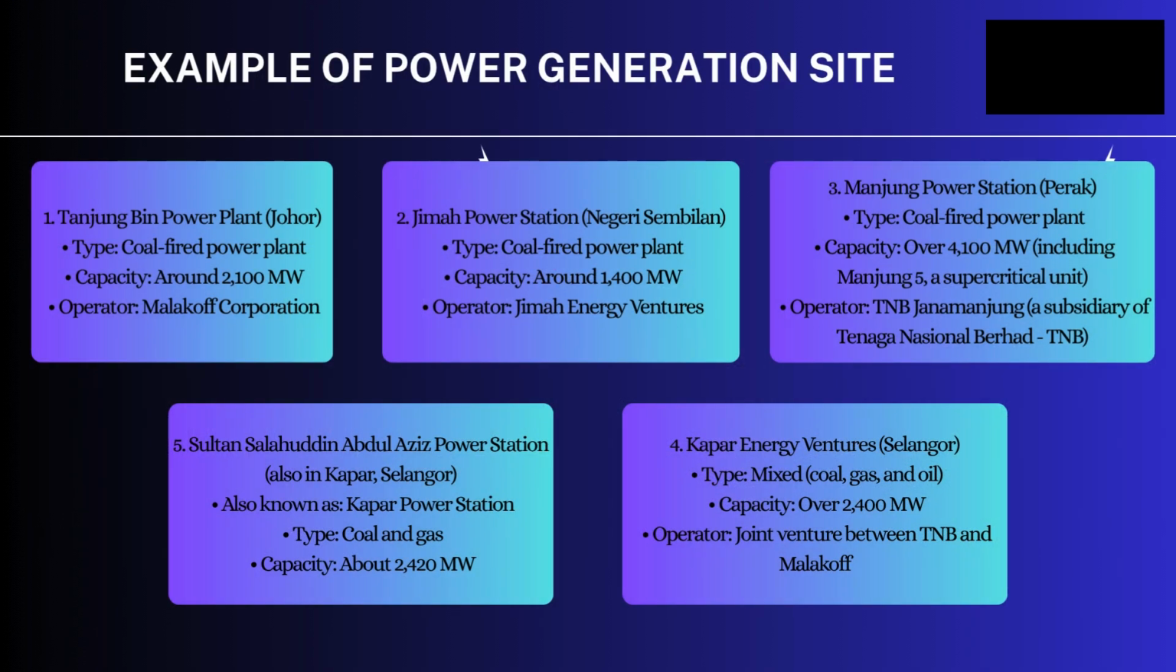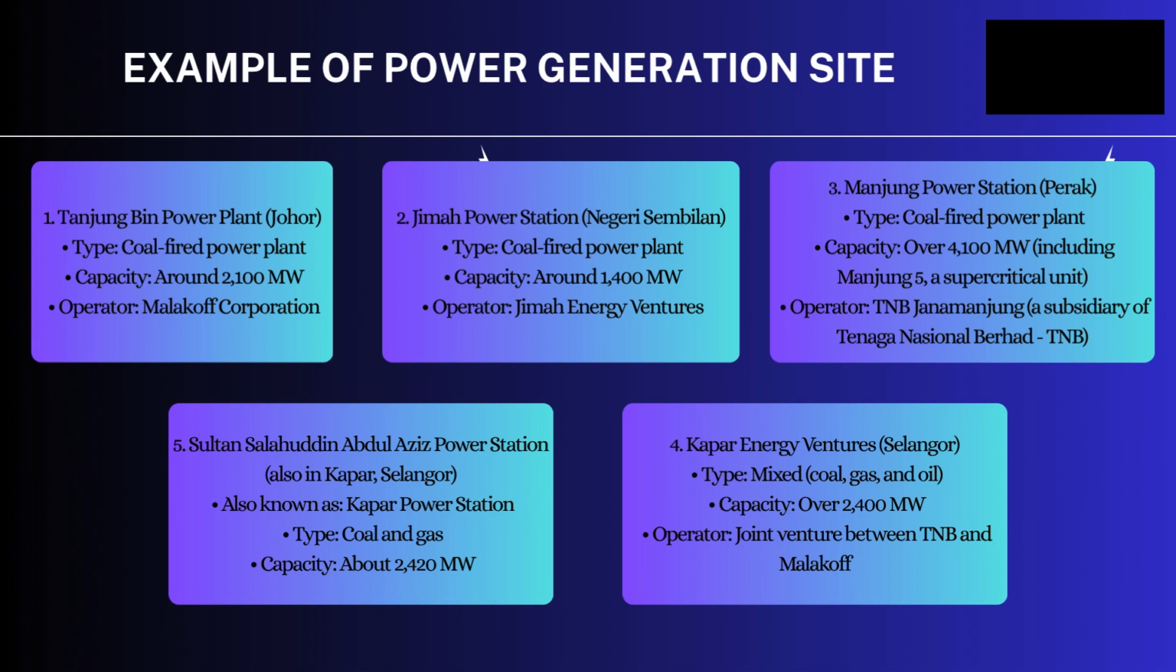Now, I would like to share some examples of major power generation sites in Malaysia, especially those that use coal or a mix of fuel. These power stations play a big role in supplying electricity to the national grid. Number 1, Tanjung Bin, Johor. Located in Johor, this is one of the largest coal plants in Malaysia with 2100 megawatt. Operated by Malakoff, it supports the national grid.